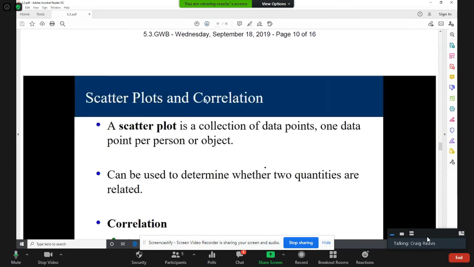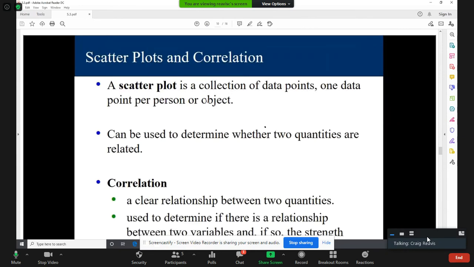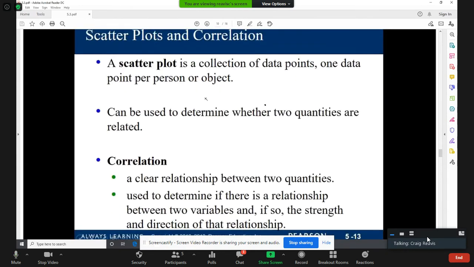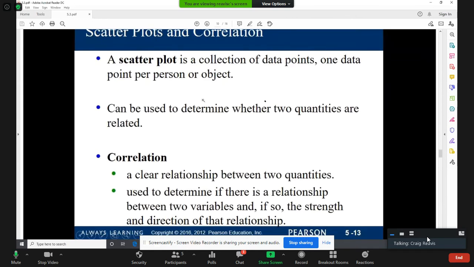There's the problem. All right, so now we're going to talk a little bit about scatter plots. A scatter plot is just a collection of data points. Instead of a line, you just got a bunch of dots from different sets of data.